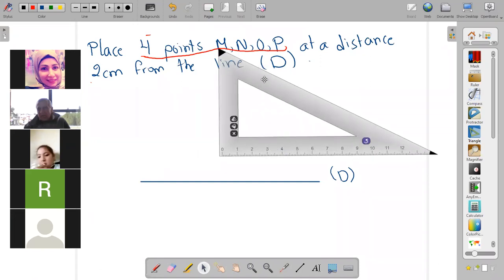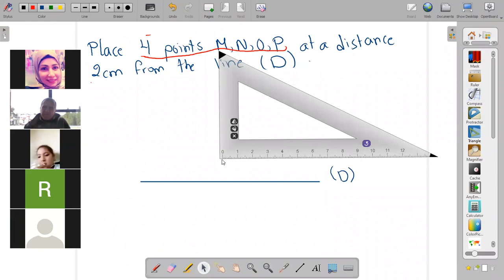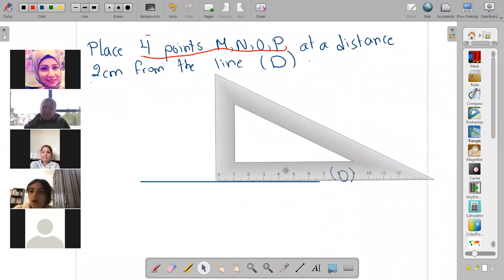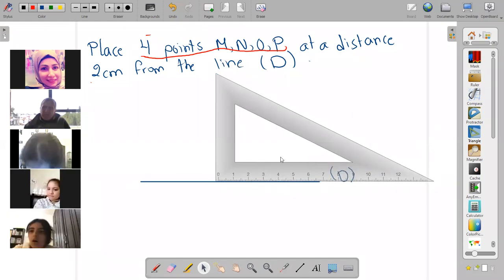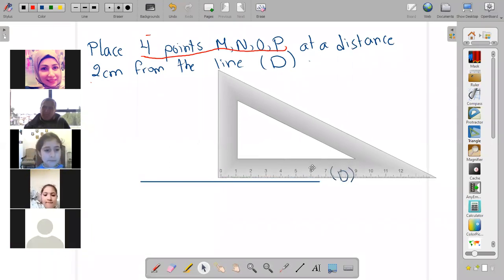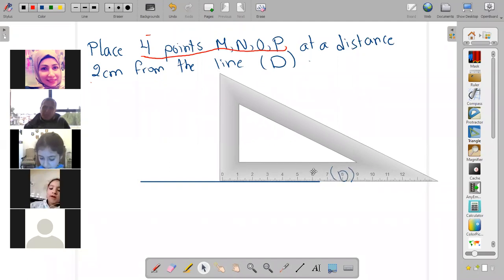Okay. I will hold the set square like L. I will use just the 2 lines that form a right angle. The bottom of the set square, I will place it where? On the line. Okay. So please hold the set square like me. Put the bottom of the set square on the line D. You have to make sure that the bottom is on the line. Did you see here the bottom? It's on the line, can't be up or down. It should touch the line D.